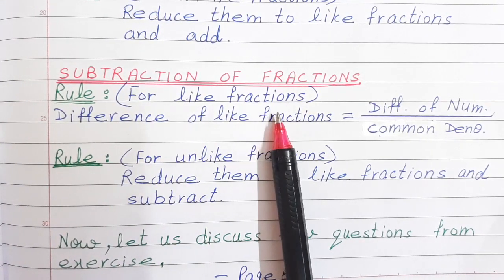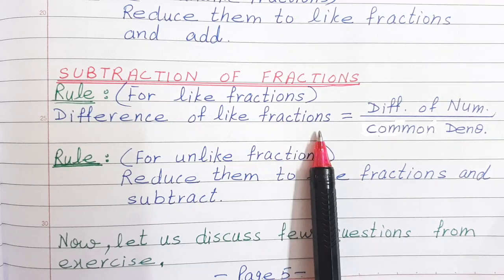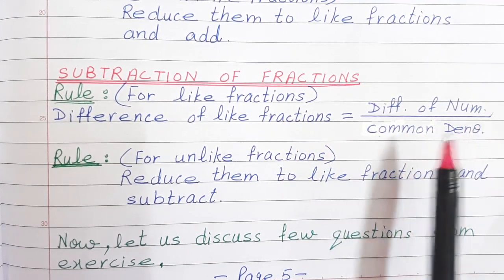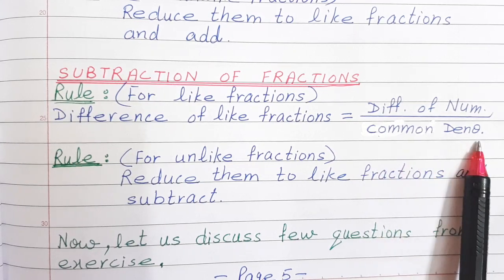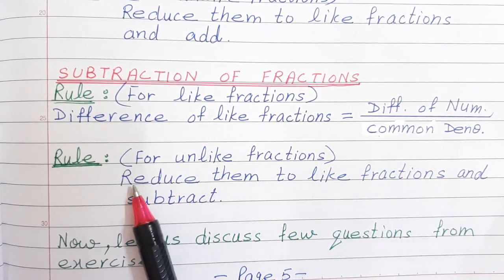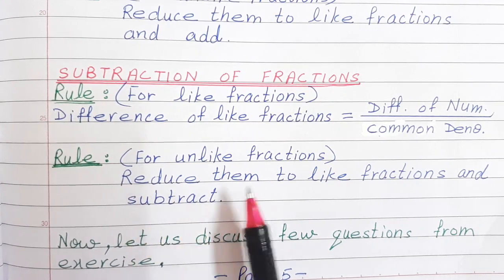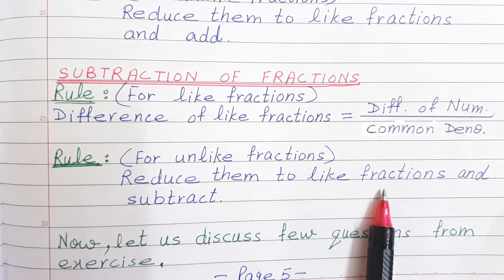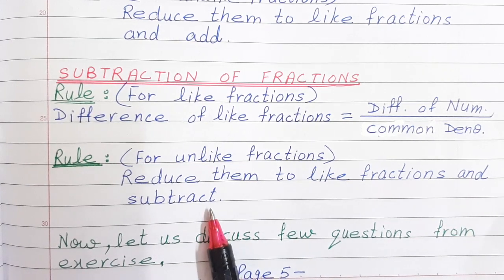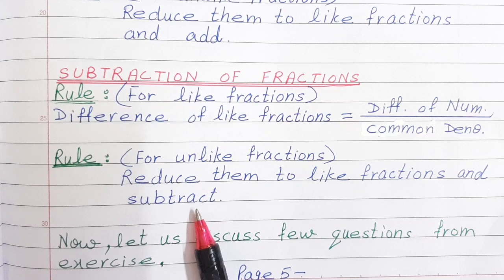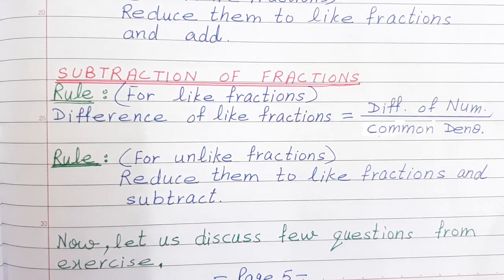Now the next one is subtraction of fractions. For like fractions, the difference of like fractions is the difference of numerators upon the common denominator. And again children, for unlike fractions, reduce them to like fractions and then subtract. Right? Now children, let us discuss a few questions from the exercise.